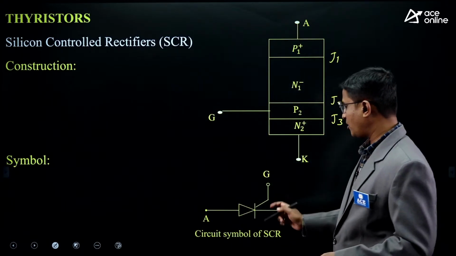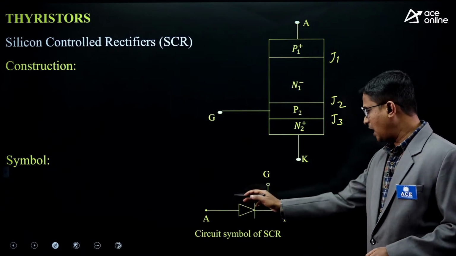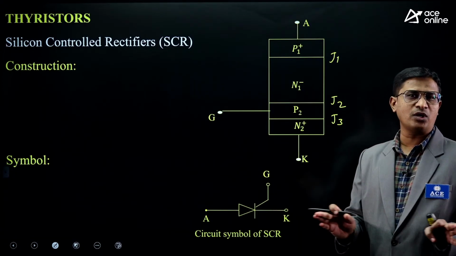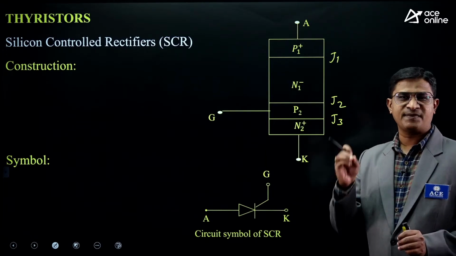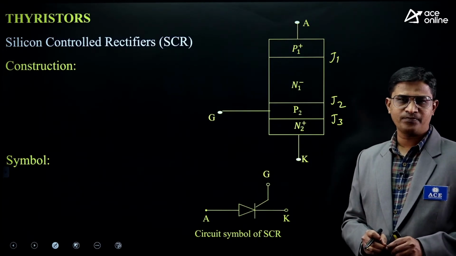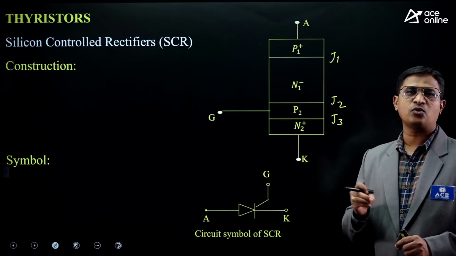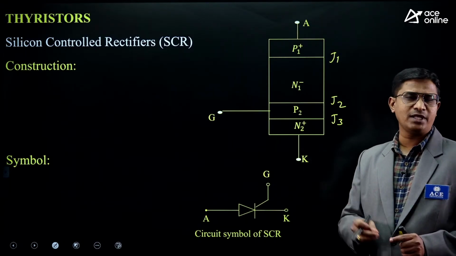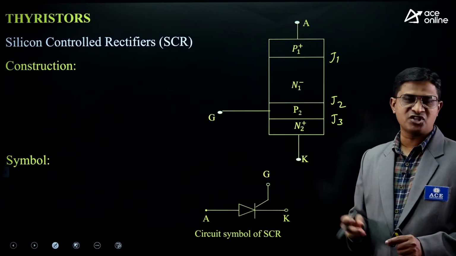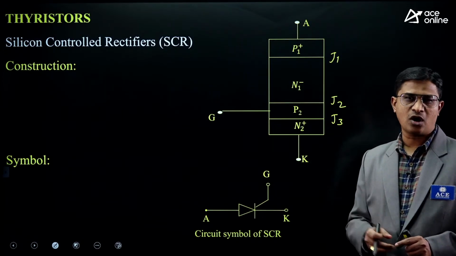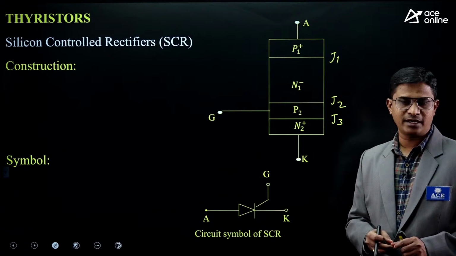Next, the symbol of the SCR. Yes, here is the symbol of the SCR. The 3 terminals are anode, cathode and gate. I don't want to go into the operation of the SCR because, as I said, we are going to focus specifically on the concept of latching current, holding current, and how to deal with the numericals related to the minimum gate pulse width required based on the latching current data.